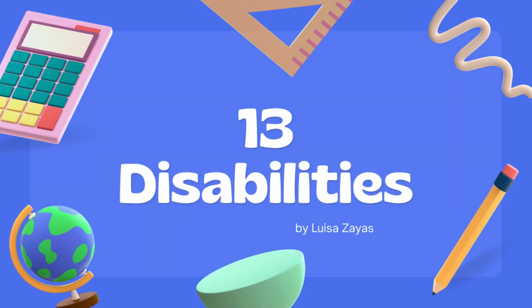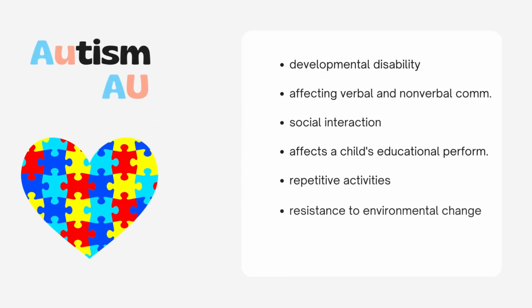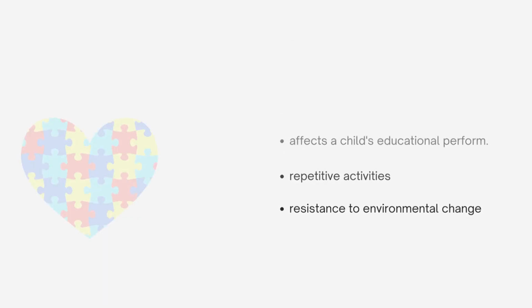13 disabilities. Autism is a developmental disability that affects verbal and nonverbal communication, as well as social interaction, affects a child's educational performance, and usually the child with these conditions engages in repetitive activities and offers resistance to environmental changes.